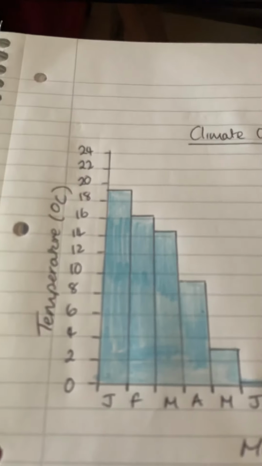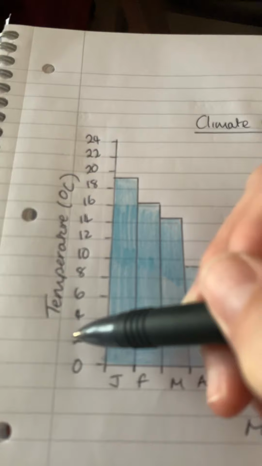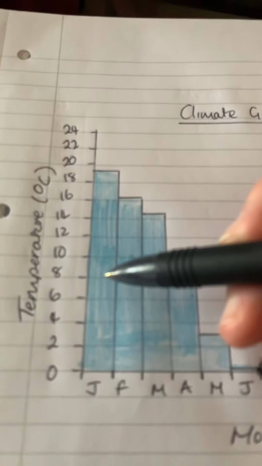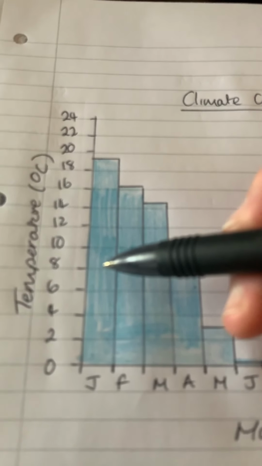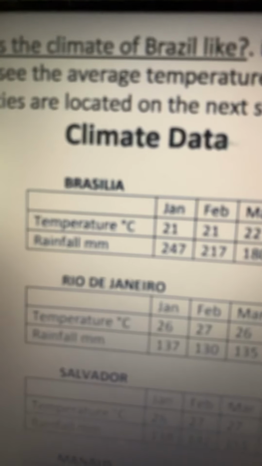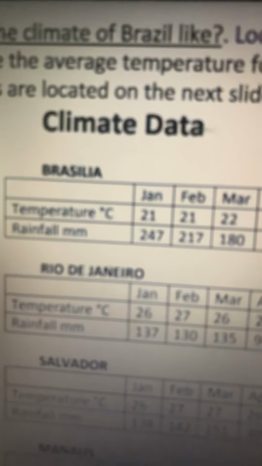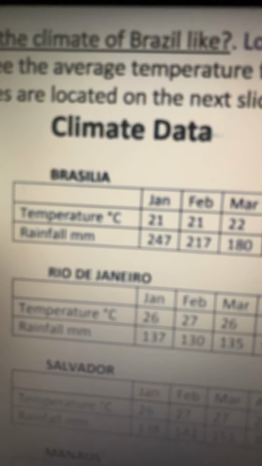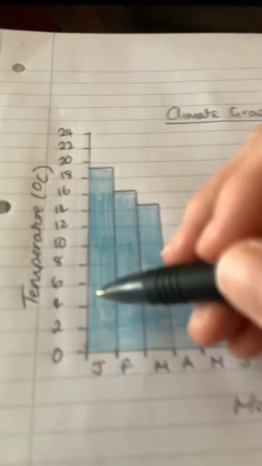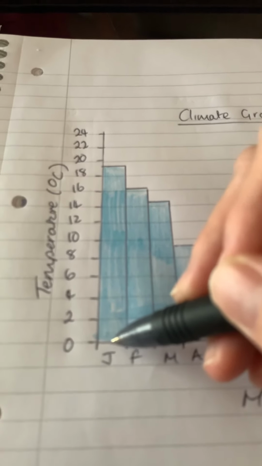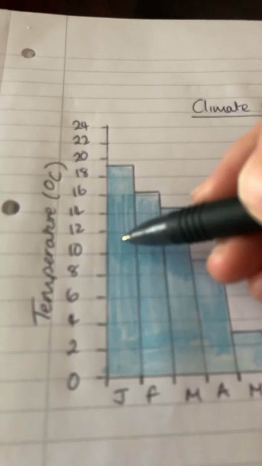So we will go back to January. Now this time we're going to read from the left hand side axis to plot temperature, and you should remember that temperature is going to be shown by a line graph. So if we go back to the data, there is temperature for Brasilia at 21 degrees. So that's average temperature taken over the whole month of January. So going back to the climate graph, there's January. So I'm going to go roughly in the middle and I'm going to go all the way up to 22. Sorry, it was 21, wasn't it?